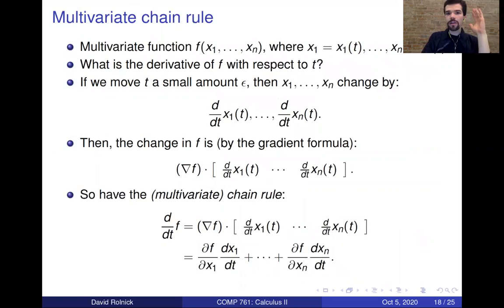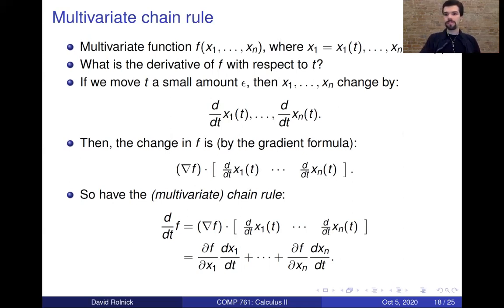Yeah, so again, here, the rate of change of x1 through xn is the derivative of x1, the derivative of x2, the derivative of xn. So the rate of change in f is going to be the gradient times the amount by which all of these are changing. Just because of the formula on the previous slide, which says that if you perturb x1 by epsilon 1 and xn by epsilon n, then you perturb the overall thing by gradient dotted with this thing.